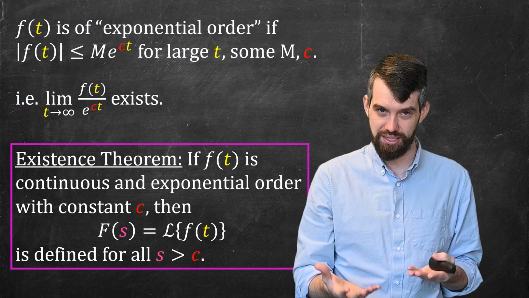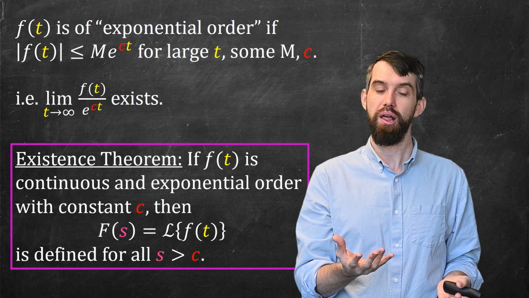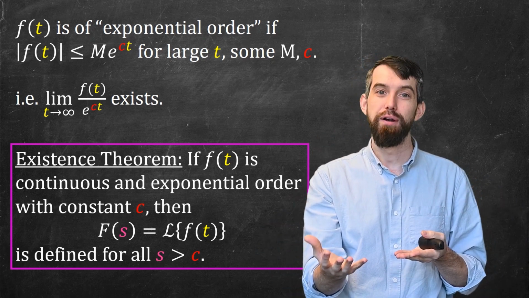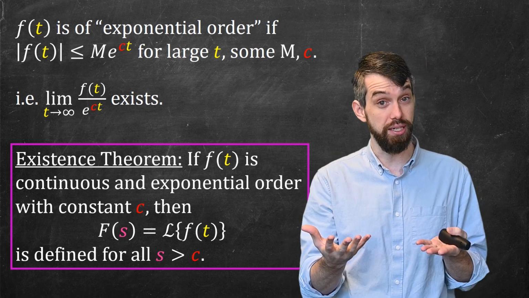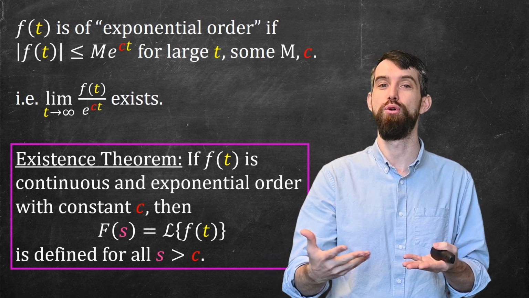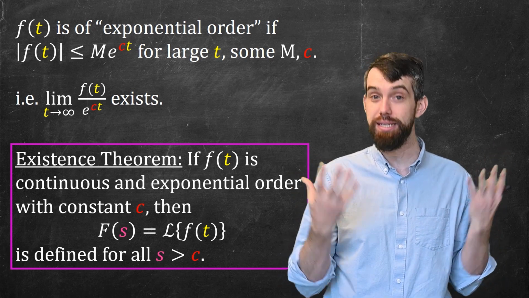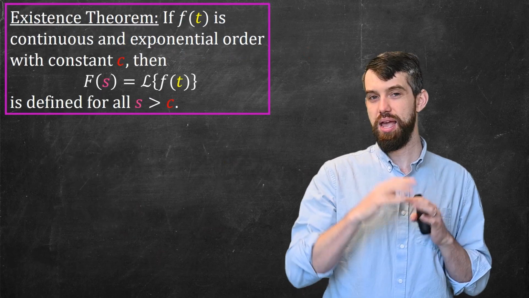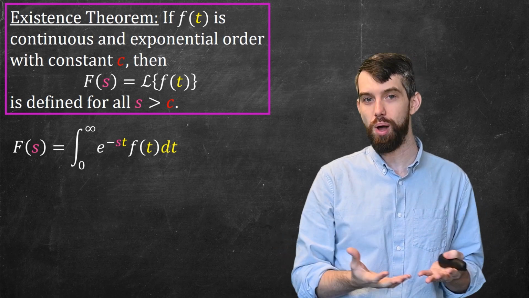This is my existence theorem. It says that if you have some function that's continuous with exponential order, then that Laplace transform is defined for all values of s that are bigger than c, where c is the constant that the function has when it is of exponential order. We say exponential order with constant c. So under those conditions, where your function is nice enough, you get a Laplace transform defined. And to prove this, let me just state what the Laplace transform was.